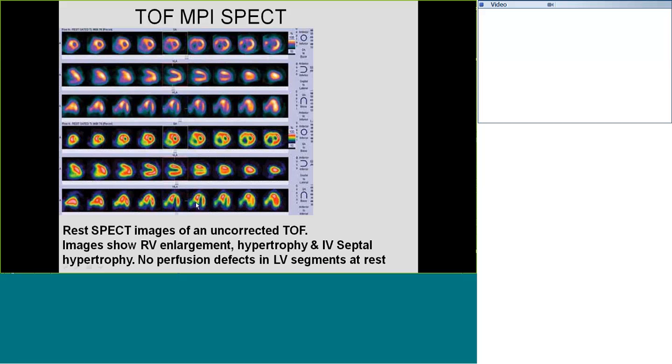This is mainly to assess the presence or absence of right ventricular hypertrophy and right ventricular damage. So here we show that there is a significant uptake in the right ventricular myocardium and no perfusion defects in the left ventricular myocardium.